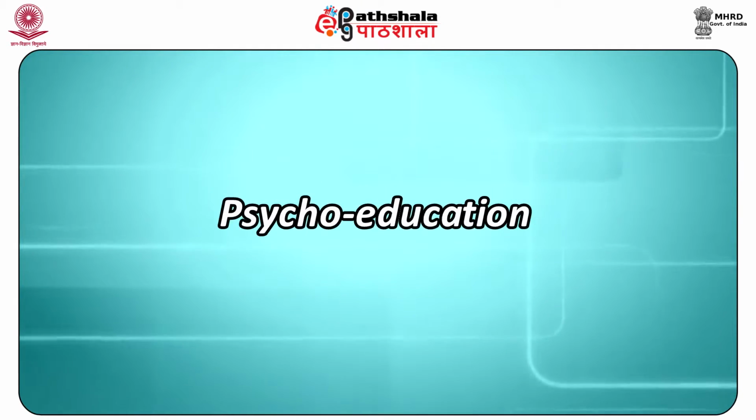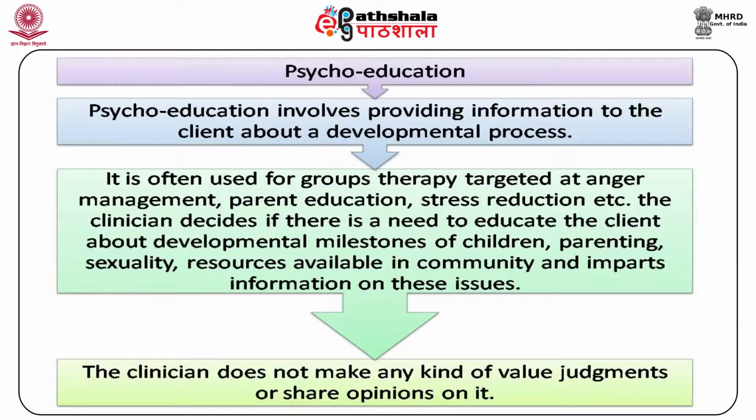Under this, some techniques mentioned are A. Psychoeducation. Psychoeducation involves providing information to the client about a developmental process. It is often used for group therapy targeted at anger management, parent education, stress reduction, etc. The clinician decides if there is a need to educate the client about developmental milestones of children, parenting, sexuality, resources available in the community and imparts information on these issues. The clinician does not make any kind of value judgments or share opinions on it.